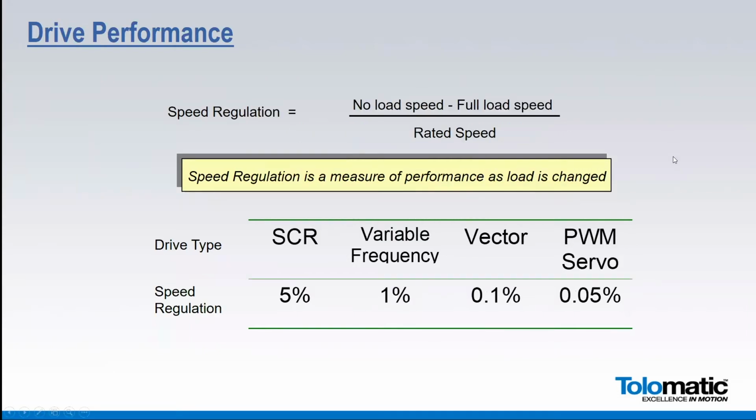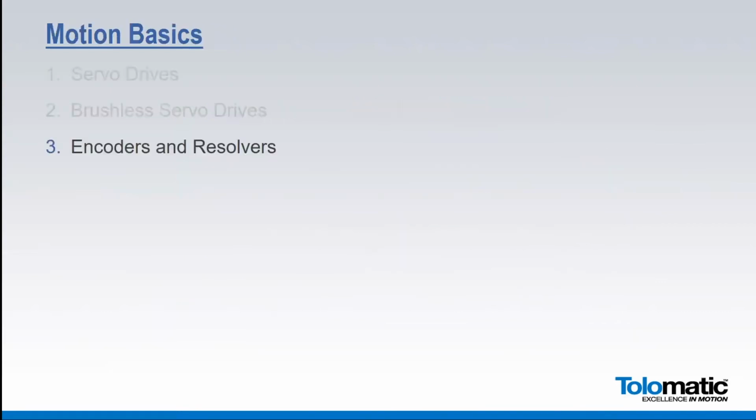And the same thing happens with another parameter called speed regulation, when you're measuring your no load speed versus full load speed and looking at the variation. A PWM servo drive over its entire speed range is going to hold its set speed much more precisely than any of these other drives. So that gives you an idea of how much better a servo drive is at performing the motion for a motor. So now let's dive into encoders and resolvers.